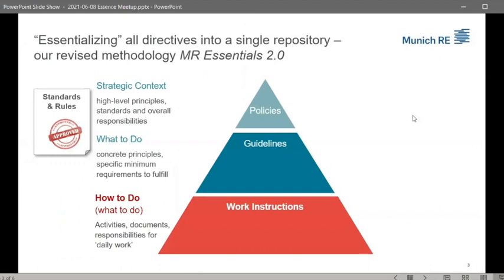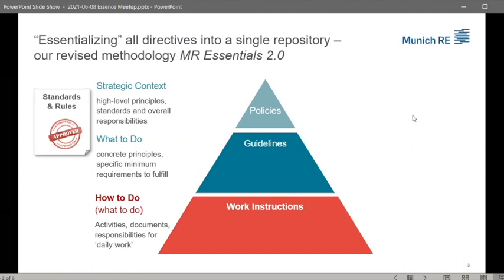So then a typical approach in companies like us, people come up with an idea. Well, how do we tell people what they have to do? We come up with a system that describes on different levels what people have to do, how people have to behave. We talk about policies, very high level board of management stuff. We talk about guidelines and we talk about work instructions for people's day-to-day life. And yes, we realized someone at Munich-Re decided to call this middle layer guideline.